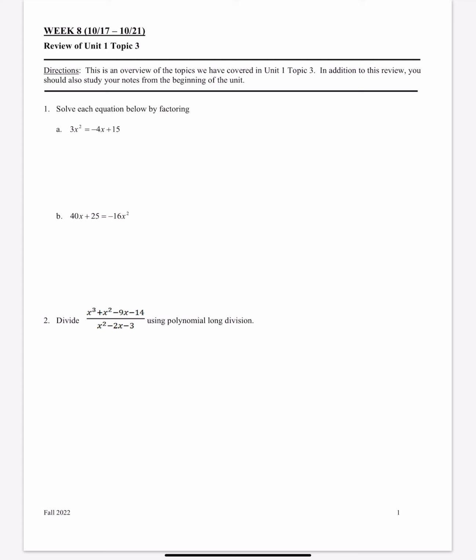So the first thing I want to do is factor. To do that, we need to move everything to one side. So we have ax squared plus bx plus c is equal to 0, right? So we have a quadratic.